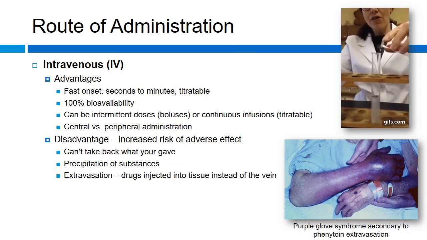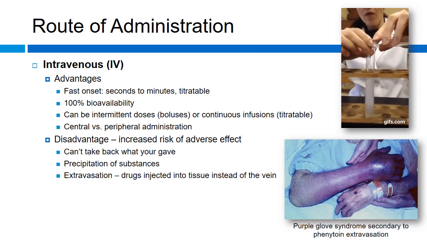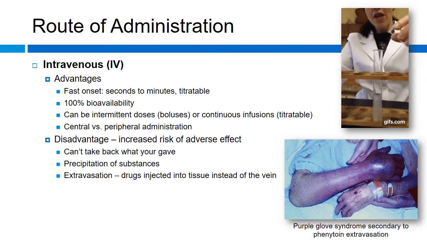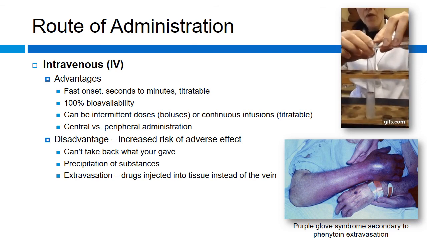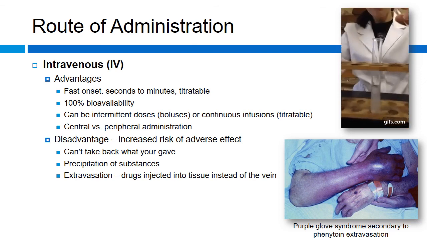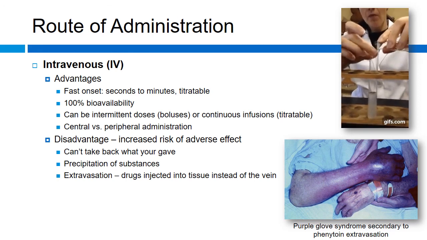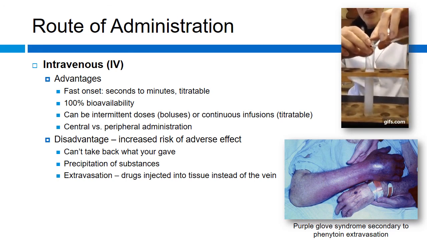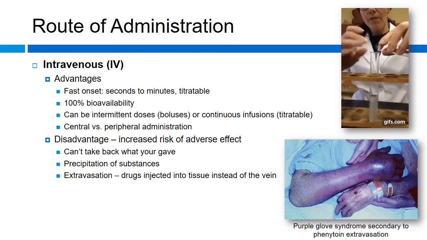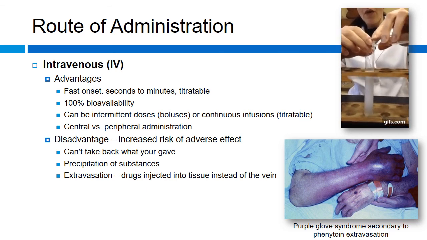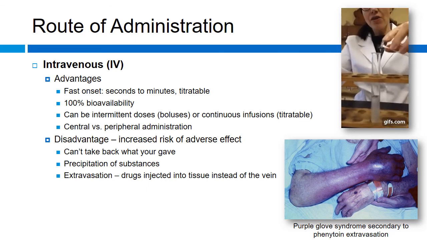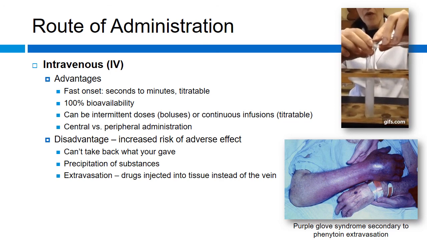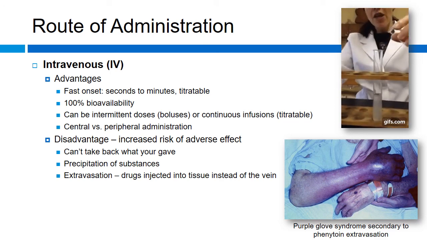The first one is going to be intravenous, and so intravenous administration, I'm sure most of you are familiar with this. I'm sure many of you have maybe received a drug intravenously. Basically, the advantage here is a very fast onset. It means as soon as you inject into the bloodstream through a syringe, through a needle, you're going to get into the bloodstream very quickly. That's going to circulate around to wherever it needs to go, and you can have effects within seconds to minutes. The other nice thing is that it's very titratable.